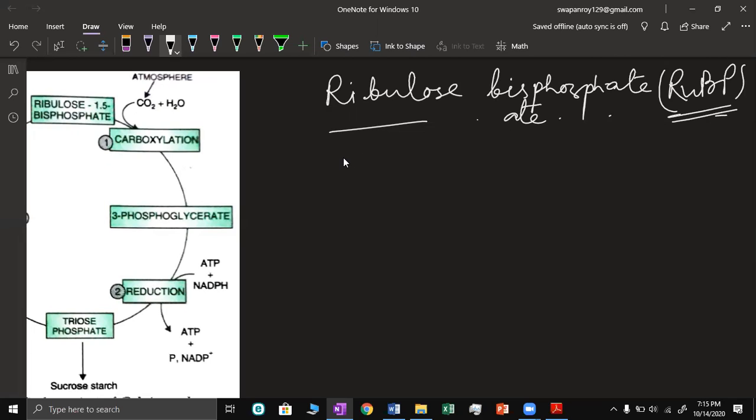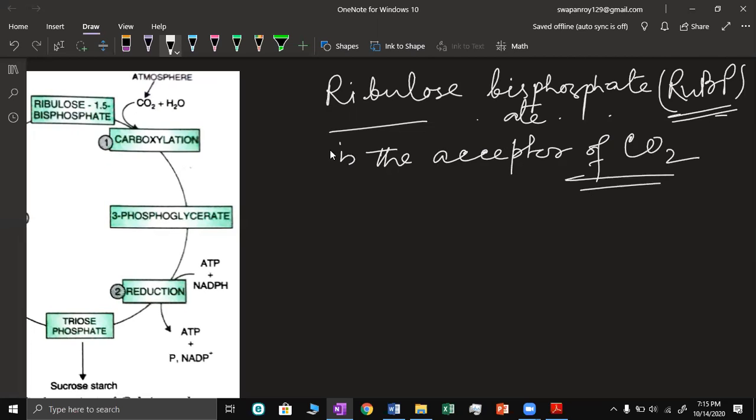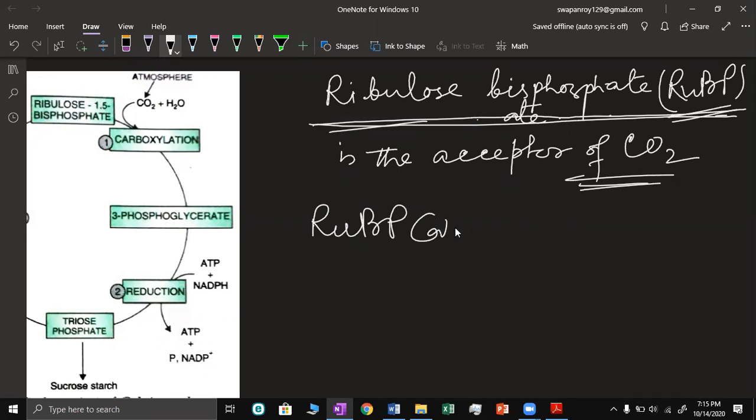RUBP is the acceptor of carbon dioxide. So this one is important. You have to always remember the compound. This RUBP accepts the carbon dioxide, but in presence of some enzyme, and the name of the enzyme is RUBP carboxylase.